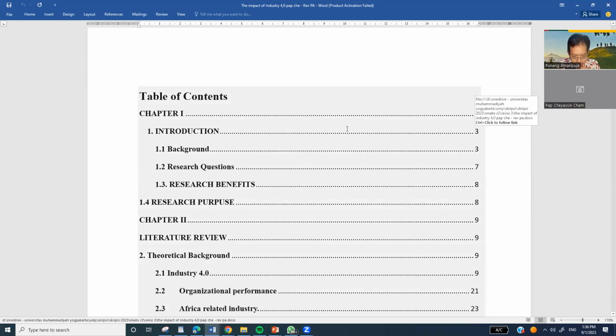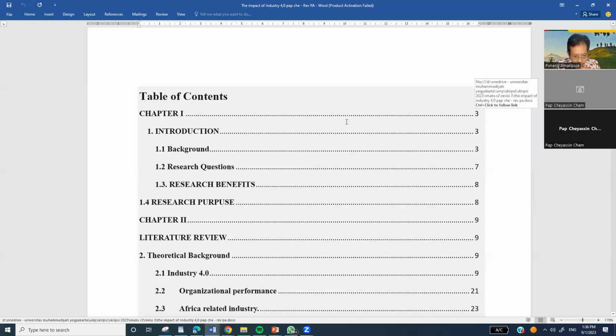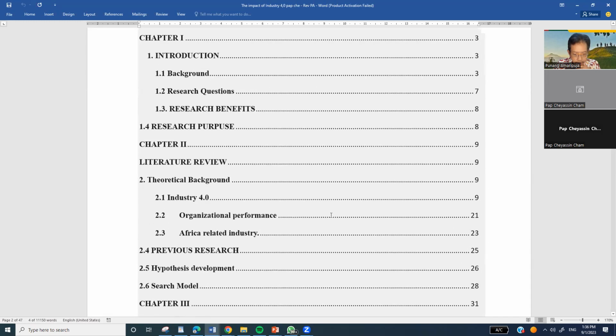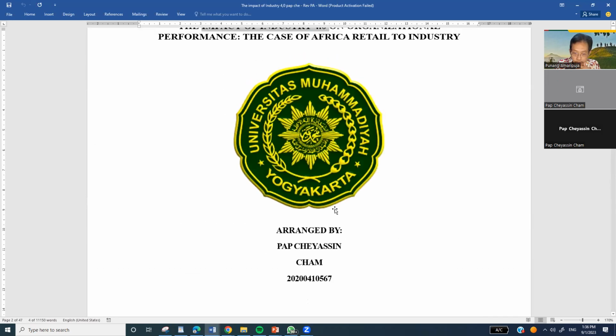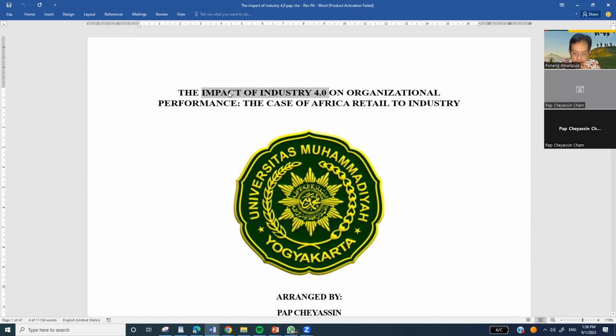It seems in order. Okay, you have the research questions, the research objectives. I don't really see yet here, the research objectives. And then lit review, you have Industry 4.0 and organizational performance, because you would be, which is the independent variable and which is the dependent variable?